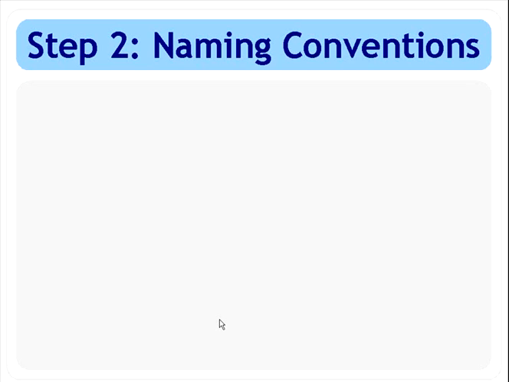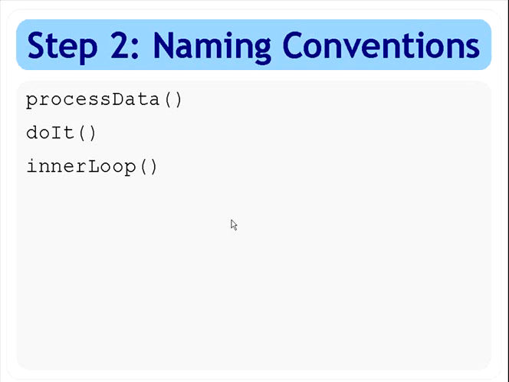Let me show you some bad names. Process data. I mean, a computer does that all day. It doesn't communicate anything. Do it is even worse. I mean, yeah, what? In a loop, if you look at the code and there's a while or a for statement, you can pretty easily tell that it's a loop, but you have no idea what it's doing. It would be better to choose a name that explains what it's doing.